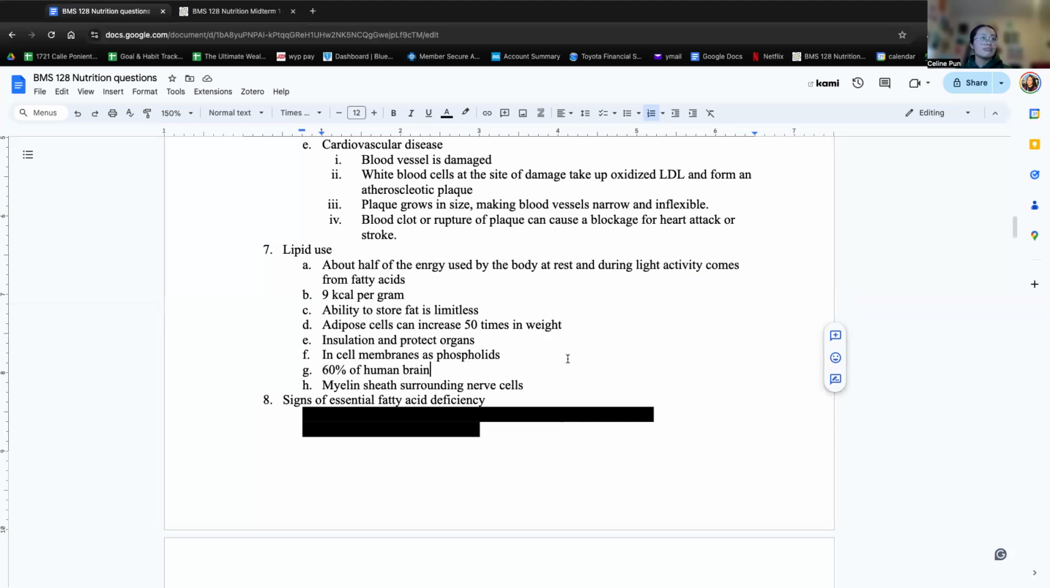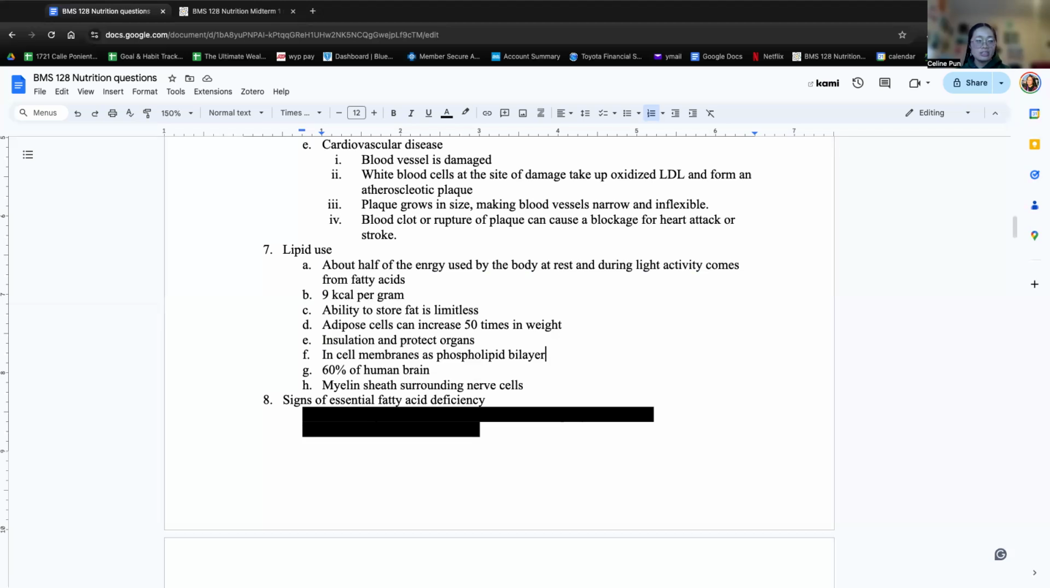60% of the human brain. It keeps us warm, makes sure our organs stay safe, cushioning. And specifically in cell membranes, they're phospholipid bilayers. They help protect the cell. They regulate what goes in and what goes out. It's very complex, but it's really important.